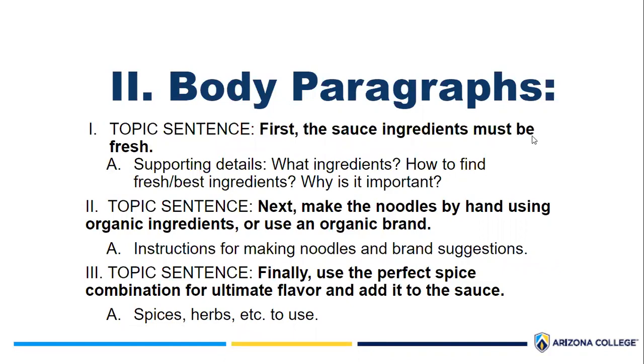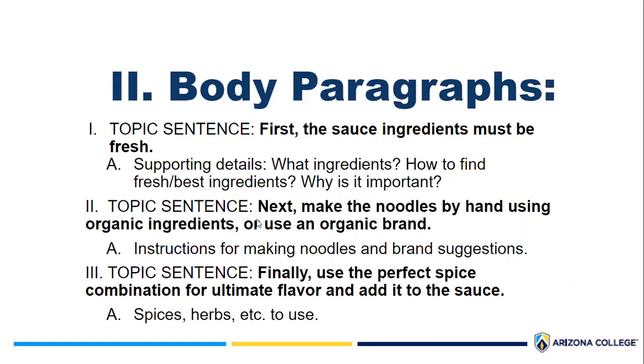So ideally, your paragraphs will focus on one main idea that supports the thesis, and they will contain a topic sentence, right? So it's your topic sentence. It's kind of like the thesis statement of a paragraph, right? It tells you what the paragraph's going to be about. So then you support it with details. So what ingredients for the sauce? How do you find the best, freshest ingredients? Why is it important?